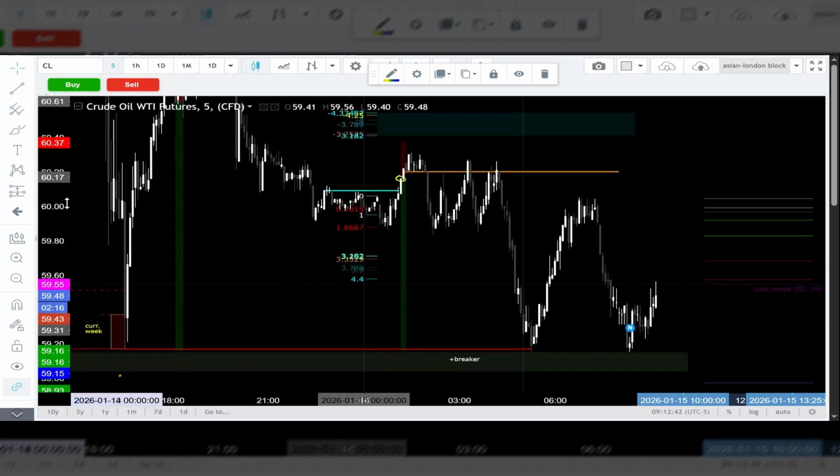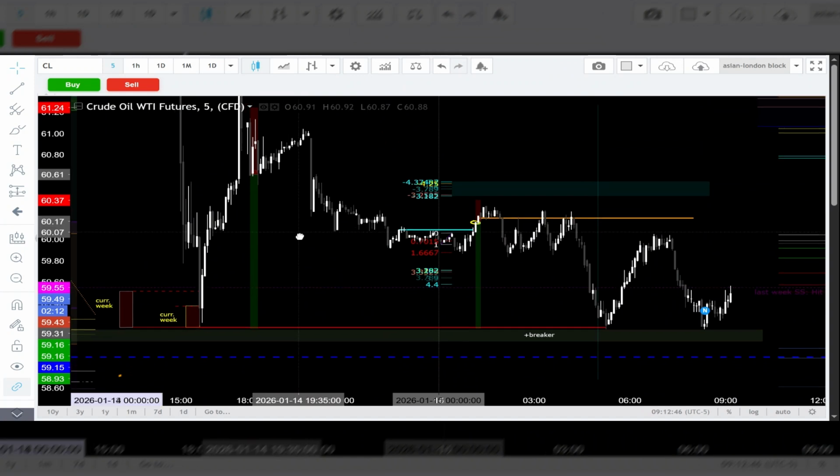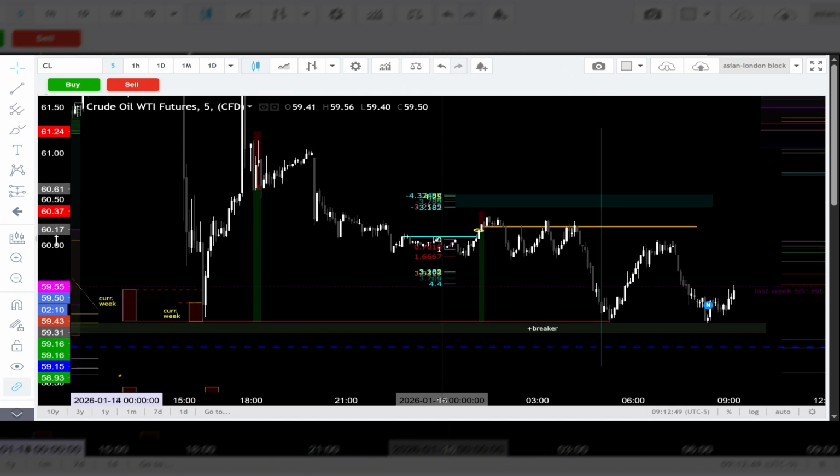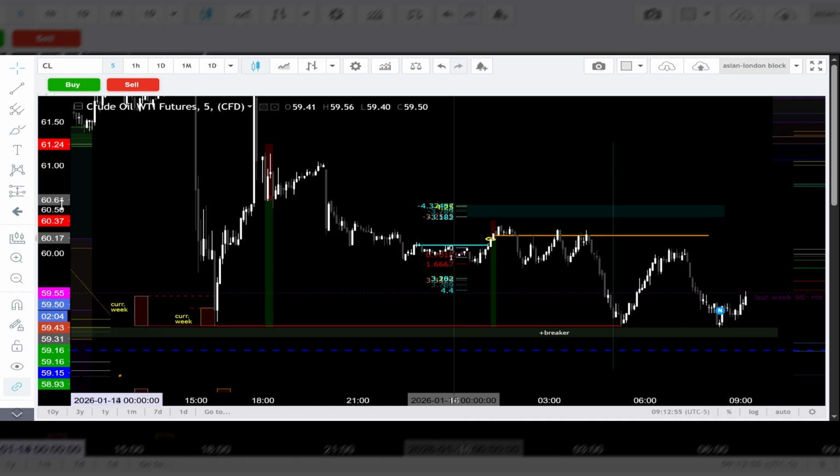Hey, what's going on? I want to show you this trade. I wasn't able to do the before and after. Actually, when I saw this, I just took it. So I didn't even have time to do the before and after, but let me show you what I did.